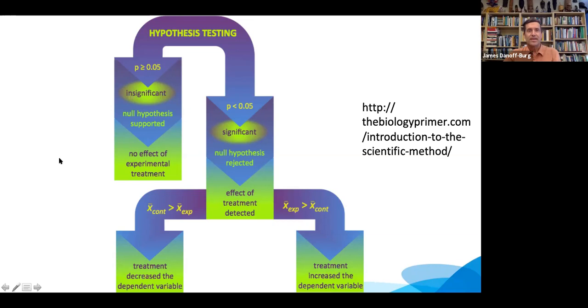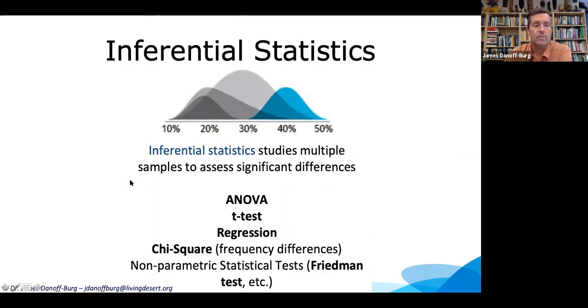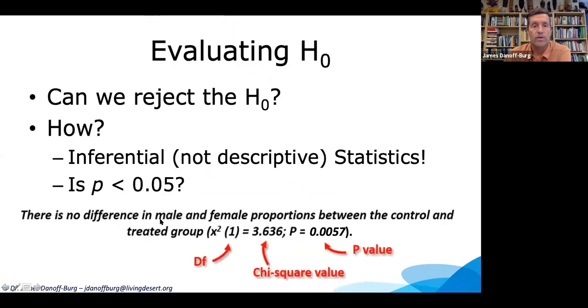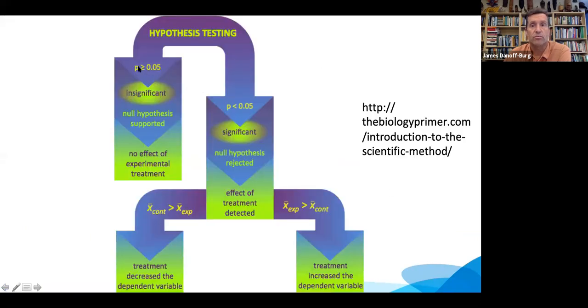In contrast, if our p-value was greater than 0.05, which we saw in that previous screen, which I cannot seem to get back to here, then we say that there is no difference between male and female proportions between the control and treatment groups, right? That's what happens when p is greater than or equal to, note the horizontal line underneath the greater than sign. If p is greater than or equal to 0.05, we say that the null hypothesis is supported. And that's where we stop.